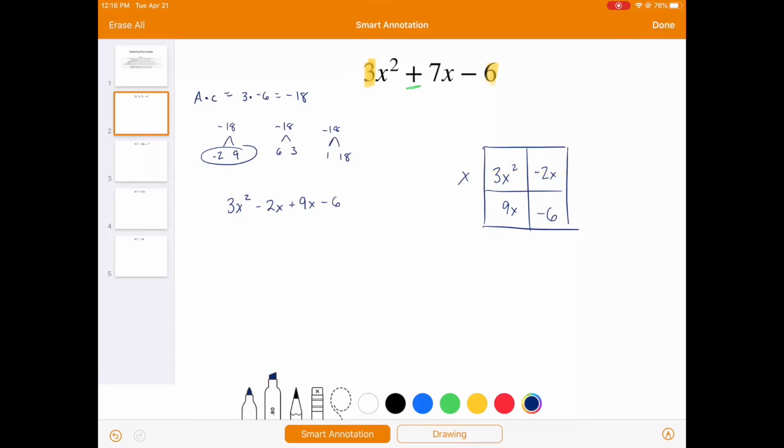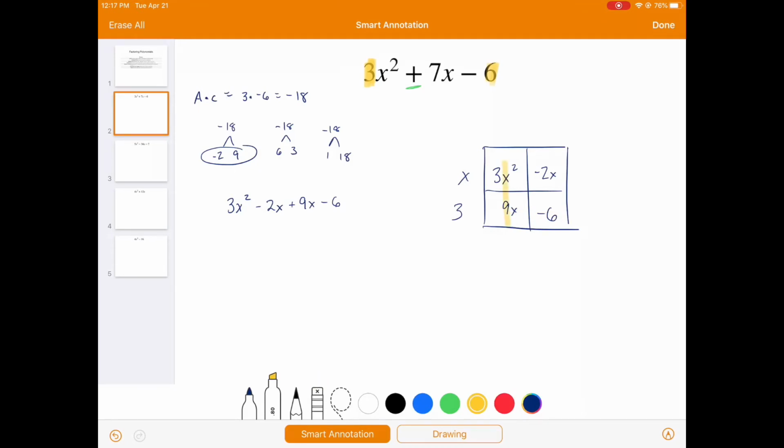Next, I'll factor out the next row. So 9x and minus 6. Both 9 and 6 are divisible by 3, and they don't both have an x, so I can't take out a variable. And because the 9 is positive, it's going to be a positive 3. And then I do the same thing in my columns.